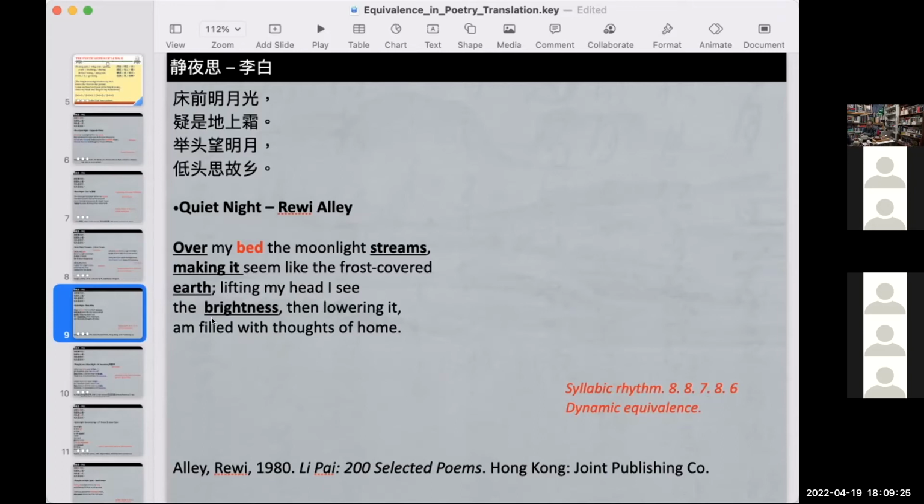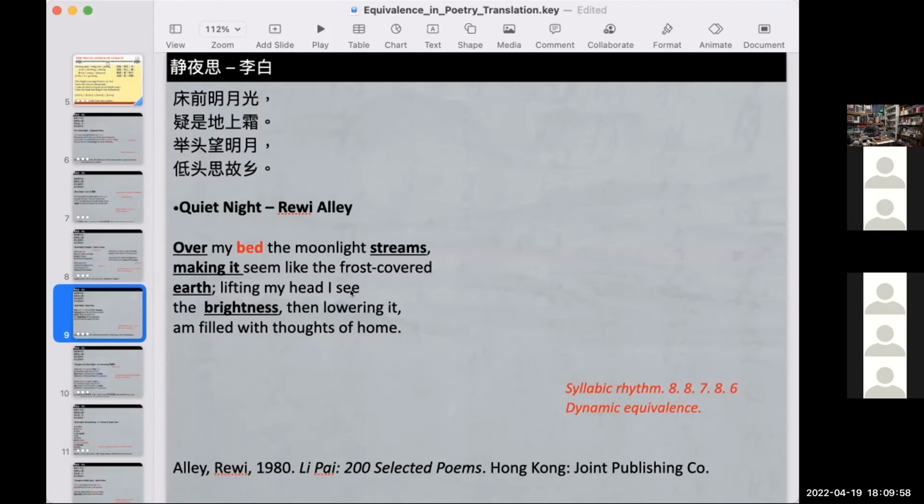Lifting my head, I see the brightness, then lowering it. See, he didn't repeat the head. Because in Chinese, this repetition is so good, but in English, it may not sound that good. In English, when you say head at the beginning, then you don't need to say head again. You refer to your head as it, right? This is the natural way of writing in English. But in Chinese, it's different. The appreciation is different.